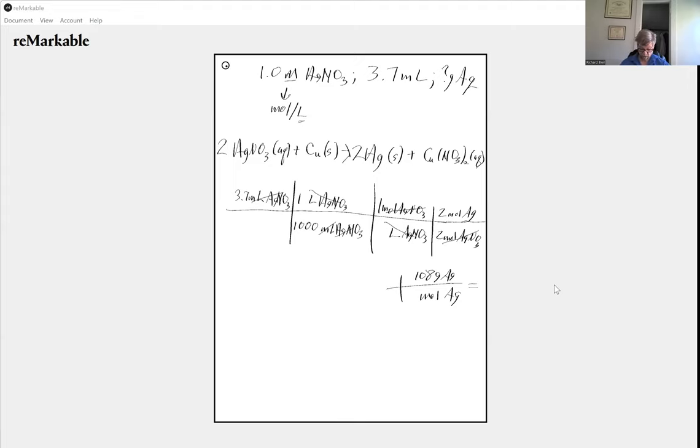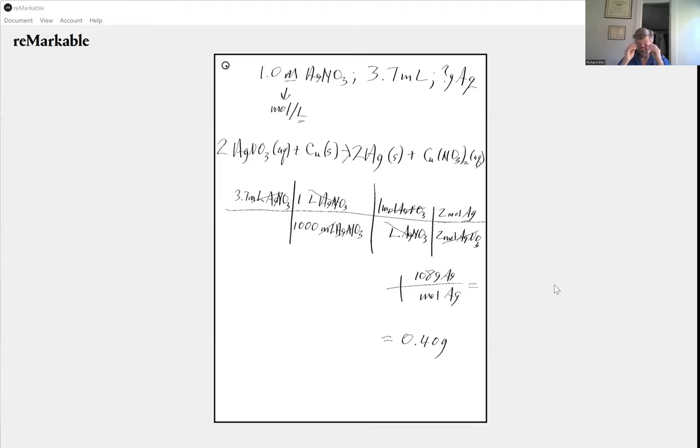Do the calculation real quick. And we end up with 3.7. Always look at your final solution and see if it makes sense. I think I divided by 108 instead of multiplying. That makes much more sense. We're going to end up with not quite half a gram of pure silver by the time we're done.